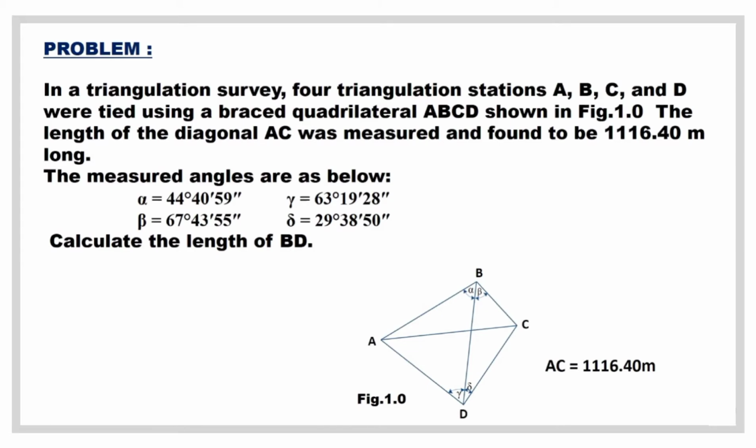So for alpha, we have 44 degrees, 40 minutes, and 59 seconds. For beta, we got 67 degrees, 43 minutes, and 55 seconds. For gamma, we have 63 degrees, 19 minutes, and 28 seconds. For delta, we have 29 degrees, 38 minutes, and 50 seconds. So the length of AC and angles alpha, beta, gamma, and delta are given. We have to calculate the length of BD.